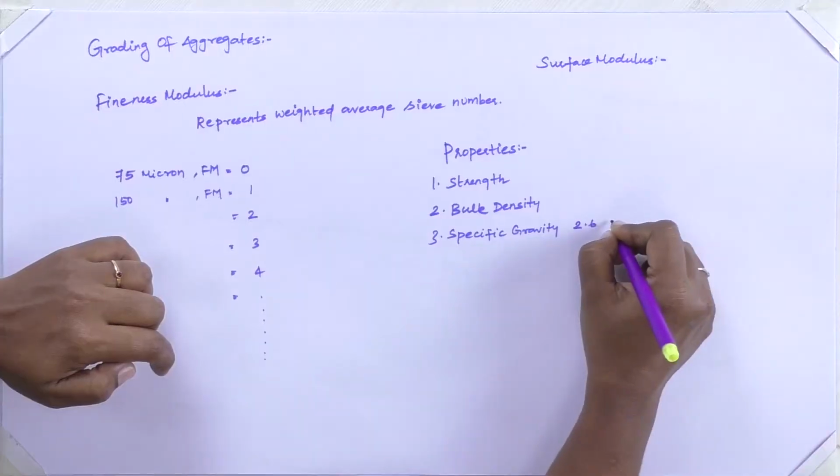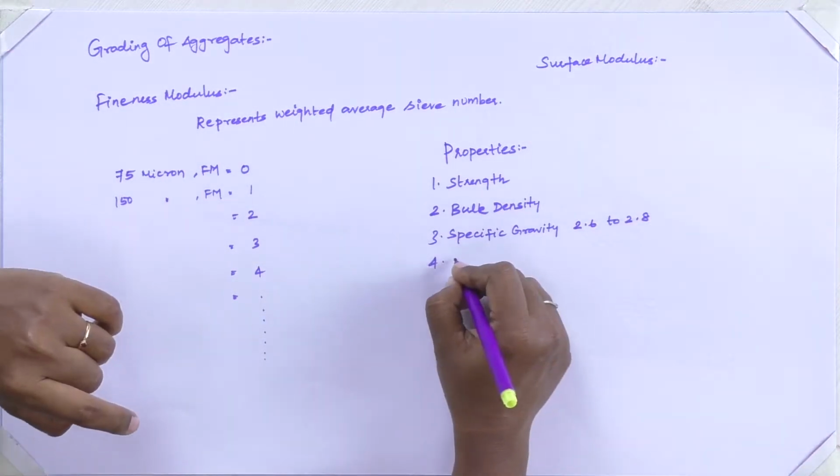This specific gravity will later be used in concrete mix design. So the specific gravity is nothing but the ratio between the weight of a volume of aggregates, whether permeable or impermeable aggregate, and the weight of a volume of water. The specific gravity range of rocks will be in the order of 2.6 to 2.8.